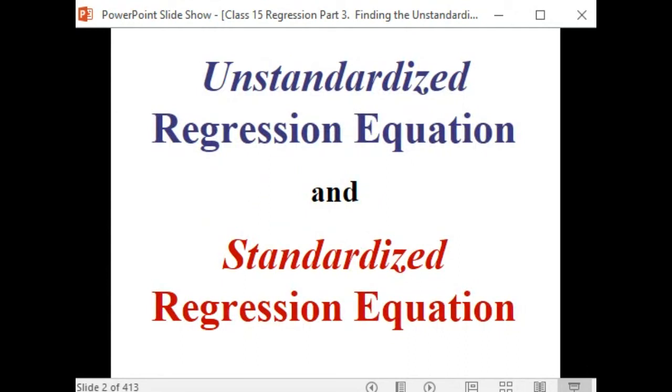In the last lecture, we discussed how every regression line has two equations. The unstandardized regression equation, which uses raw scores, and the standardized regression equation, which uses z-scores. Raw scores are also called unstandardized scores, and z-scores are also called standardized scores.